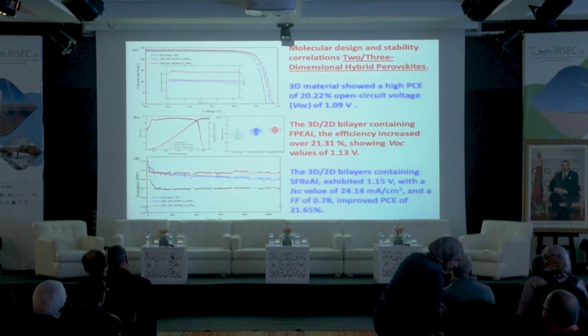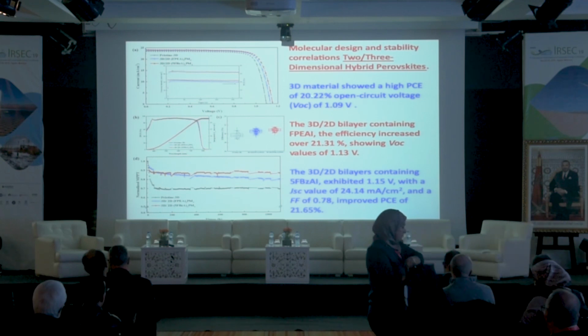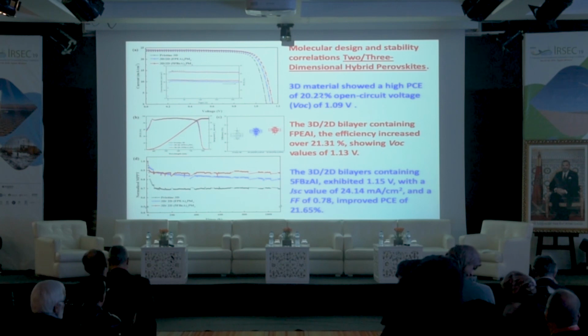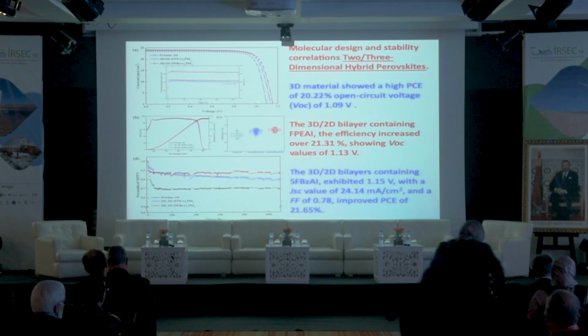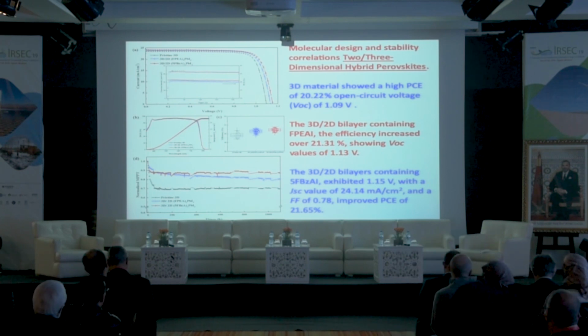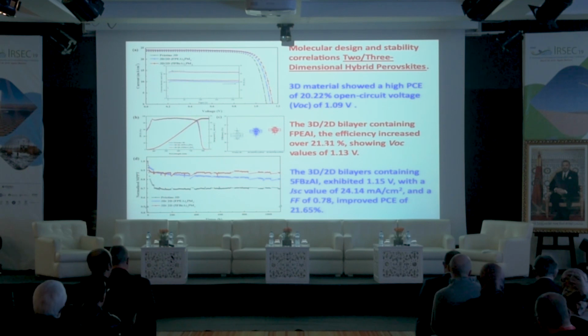So this is a reference sample, pure three-dimensional perovskite. The efficiency is 20% with 1.09 volts. That's the black line. Now we change the phenylethylamine by substituting the fluoro in the 4th position. It's called fluorophenylethylamine. You can see the VOC increased from 1.09 to 1.13, and the efficiency increased from 20 to 21%. That's the blue line, IV characteristics.